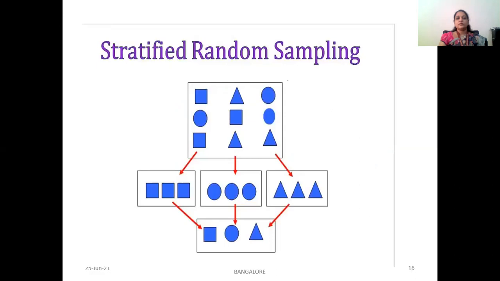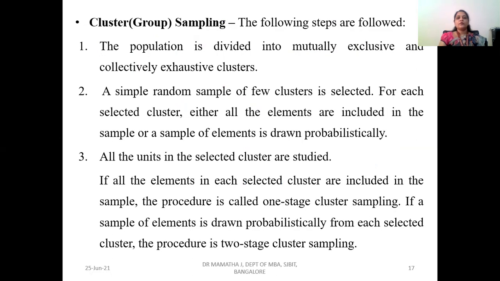Okay, so this is also an example. You can see different shapes here. So group them with those who are similar, like all the circles in one, all the triangles in one, all the squares in one. Now each group will form a strata, and from each strata you are picking the sample for your study.